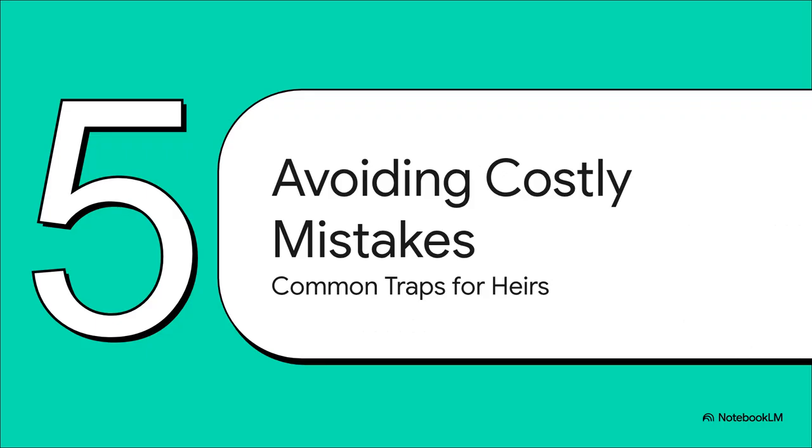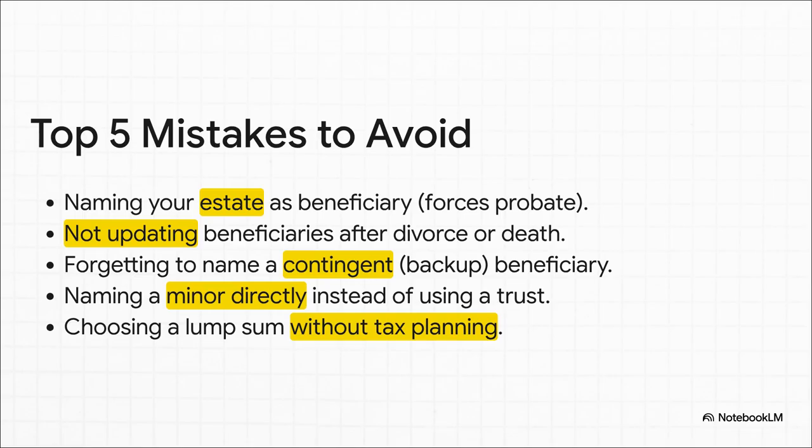All right, we've covered the rules. Now let's talk about how to avoid the disaster scenarios. These are the most common traps that both annuity owners and their heirs fall into year after year. Here are the big 5. First up, naming your estate. Don't do it. It's like buying a fast pass at an amusement park and then choosing to stand in the longest line anyway. It sends the money right back to probate.